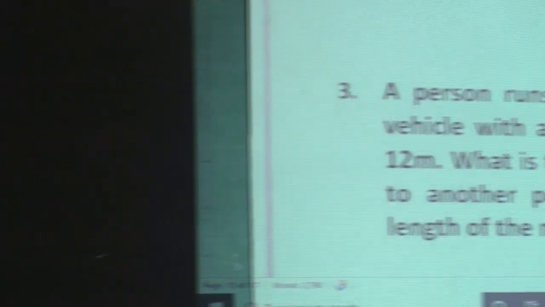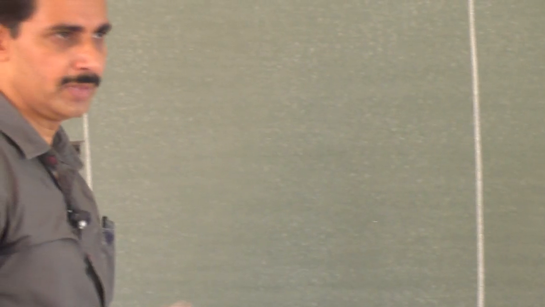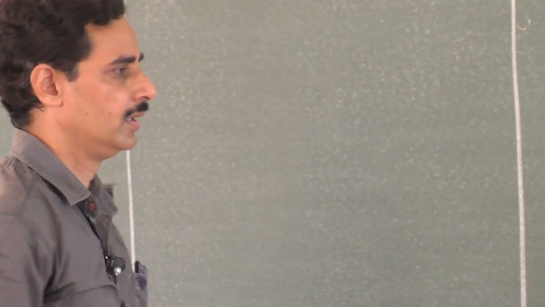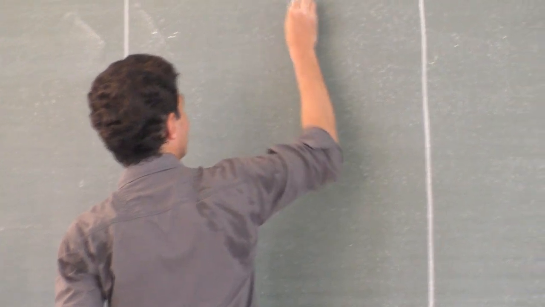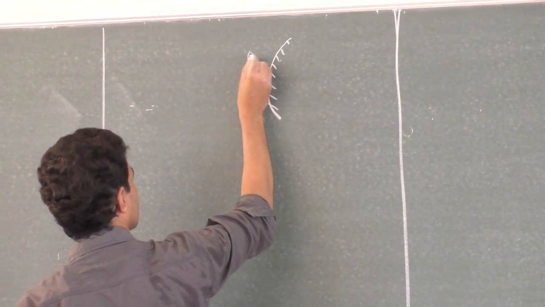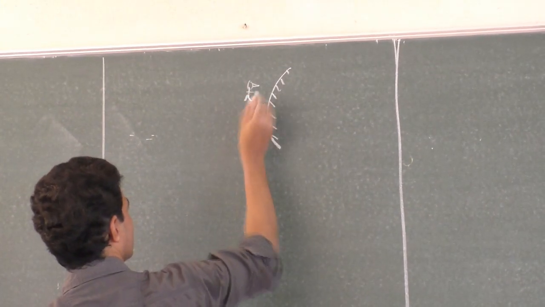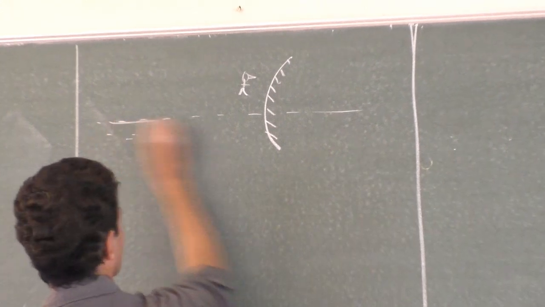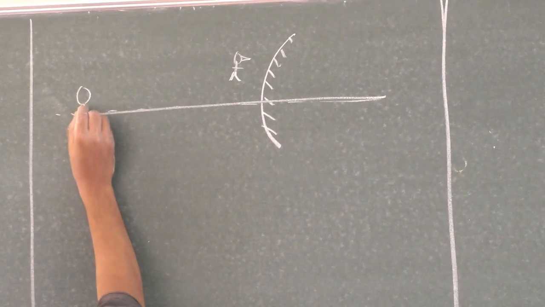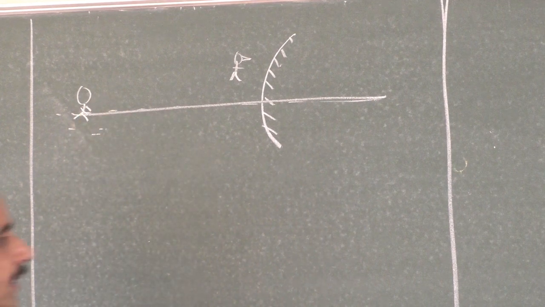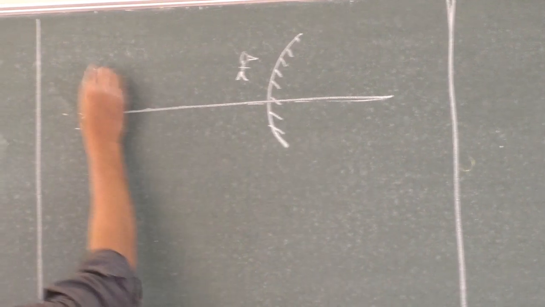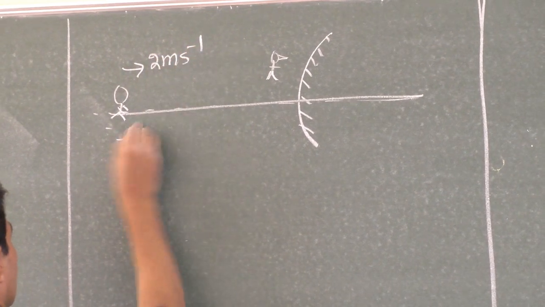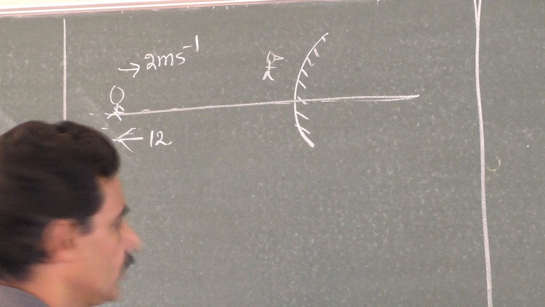You can do this in two ways. If you want an accurate answer, you should go for one method, and if you want an approximate answer, you can do it in another way. In the entrance exam you go for the differentiation of the equation. Now it's a convex mirror, reflecting side is outside, this is the rear view mirror. You are sitting in a car observing the rear view mirror, and the person is running towards it at 2 meters per second, situated at a distance of 12 meters from the mirror.